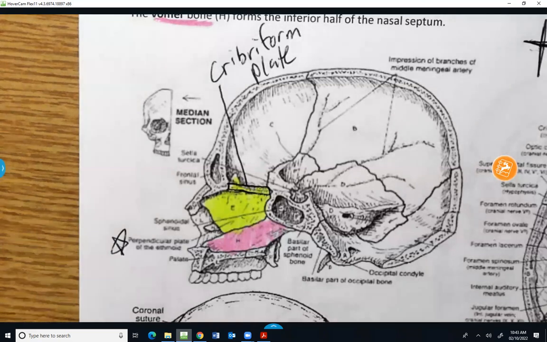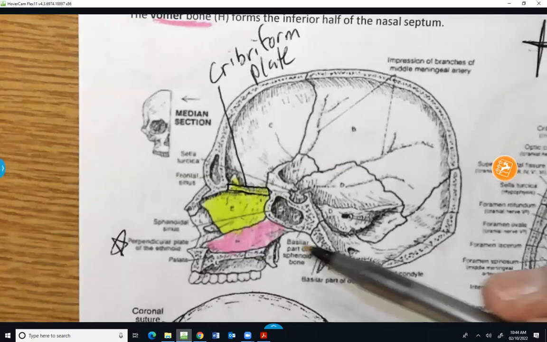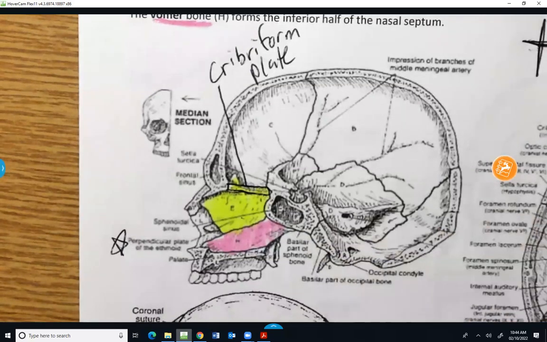Just think of a T going across your nose. The vertical line is the septum, and the horizontal line that I'm using right here is the roof, okay? So just above the cribriform plate would be the bottom of the brain, okay?